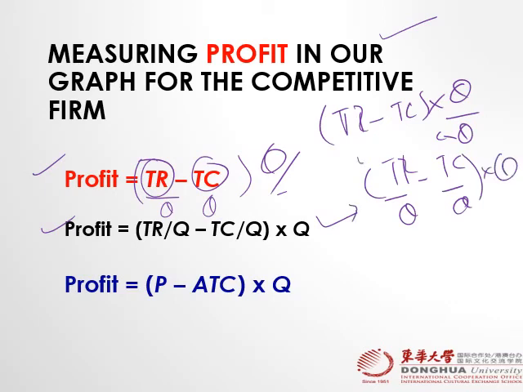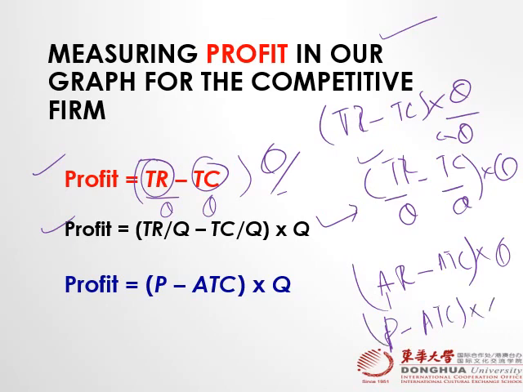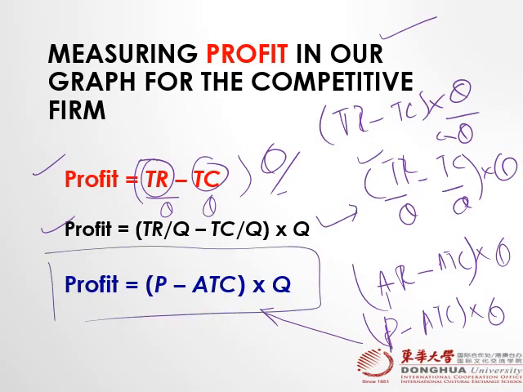So what is this formula? This formula, total revenue divided by quantity, is average revenue, and this is average total cost, right? And multiply by quantity. Remember, we're talking about a competitive market, and the formula itself shows that AR is equal to price. So price minus average total cost multiplied by quantity. So that becomes our profit formula. The simple profit formula is: price minus average total cost multiplied by the quantity sold. Then we find the total profit.